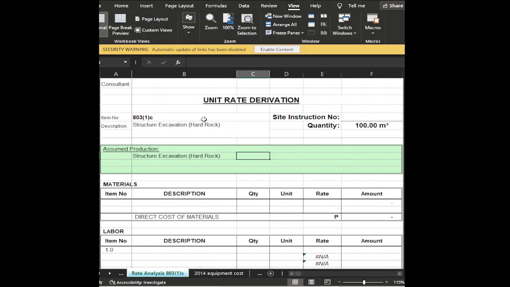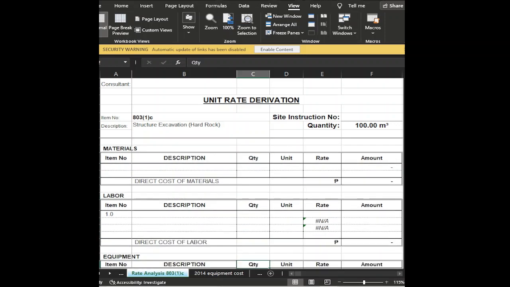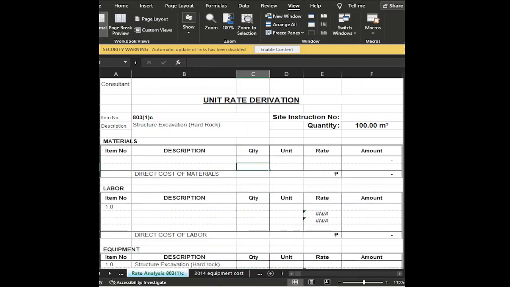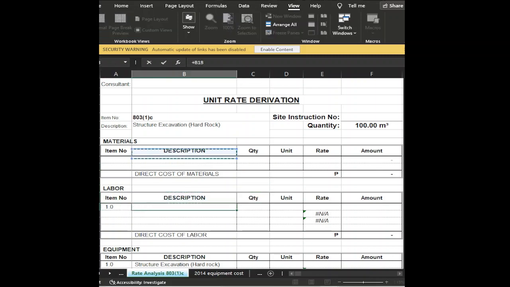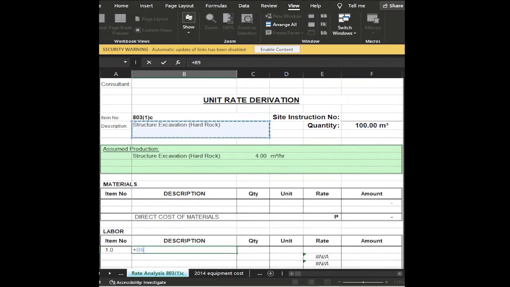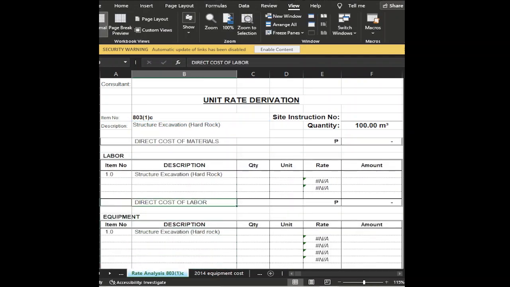Our assumed production for hard rock excavation is 4 cubic meters per hour. So that is our structure excavation for hard rock. We have no material for this one because this is only for excavation. For our labor, we will put the description here. We will use the same labor.